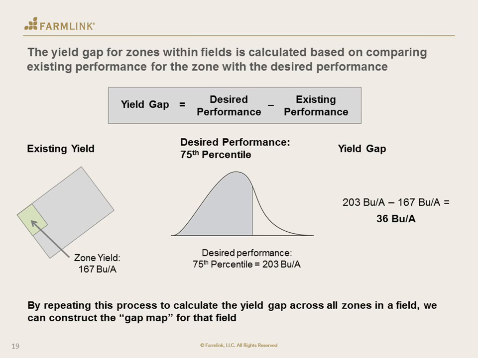This process can be repeated for all zones within a field to generate a gap map. The gap map becomes a powerful tool in determining performance that provides insights that can't be drawn simply from a yield map. So right now, I think it makes sense to pause for just a few minutes, maybe take some questions on what I just went through, and then I'm going to show you what I'm talking about.